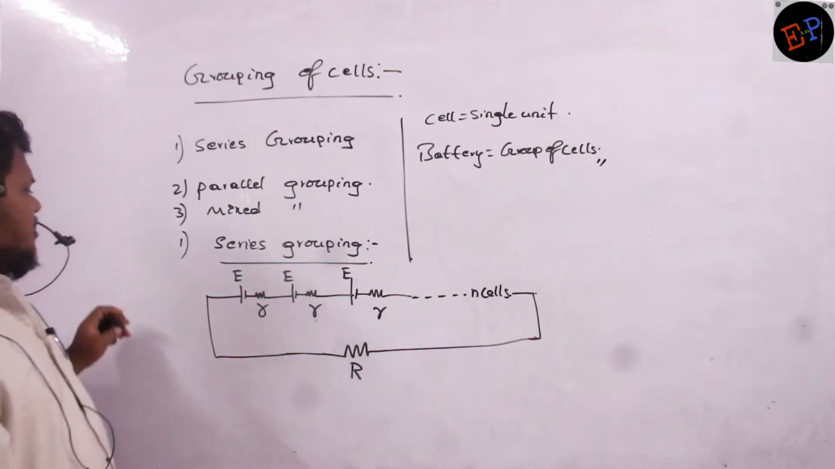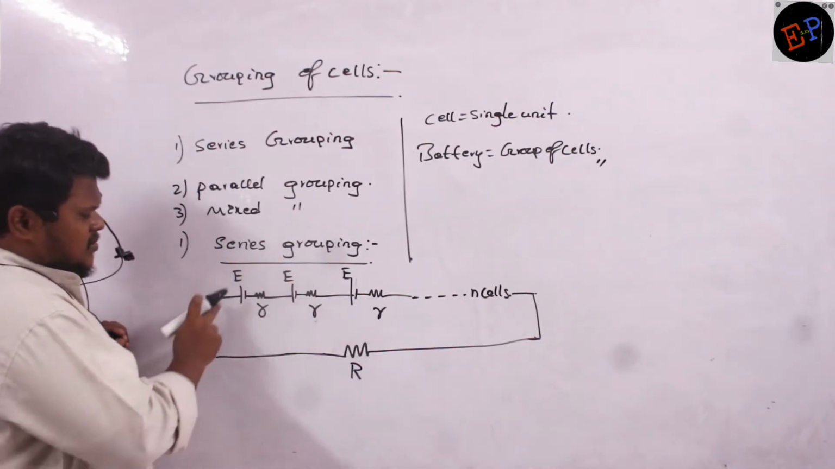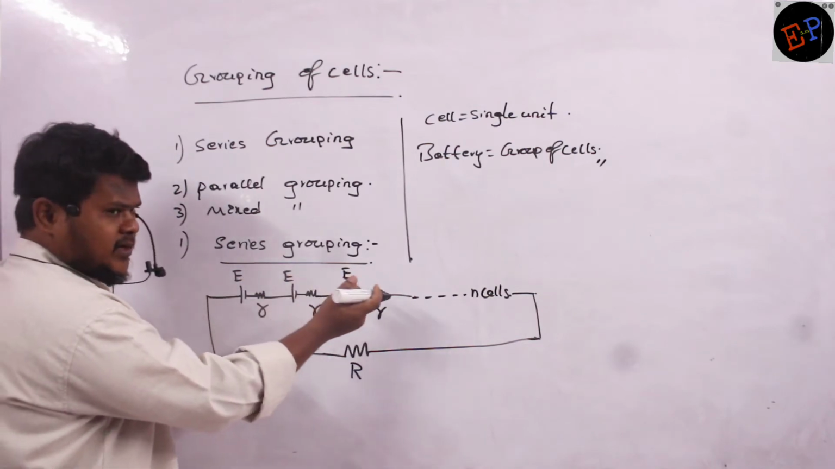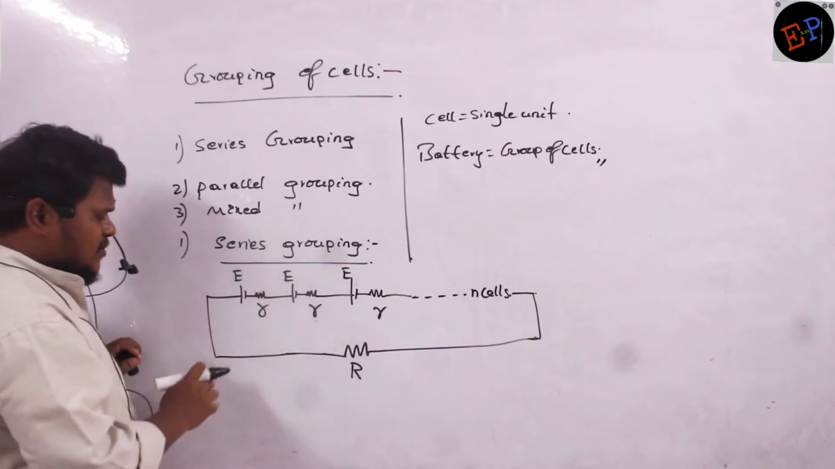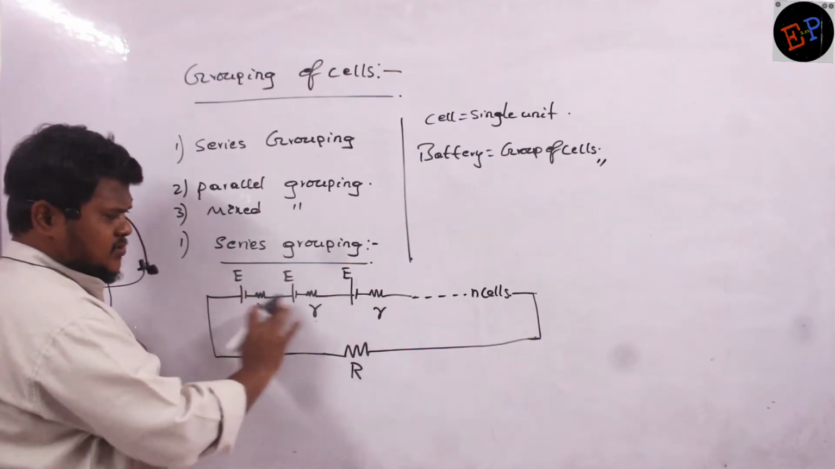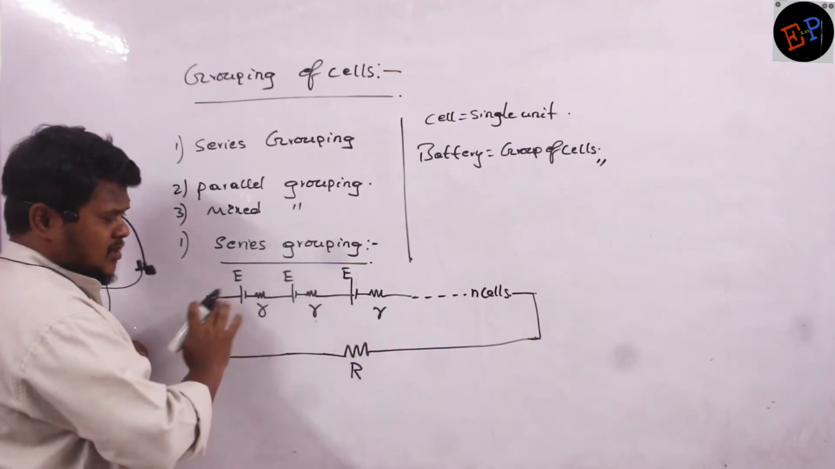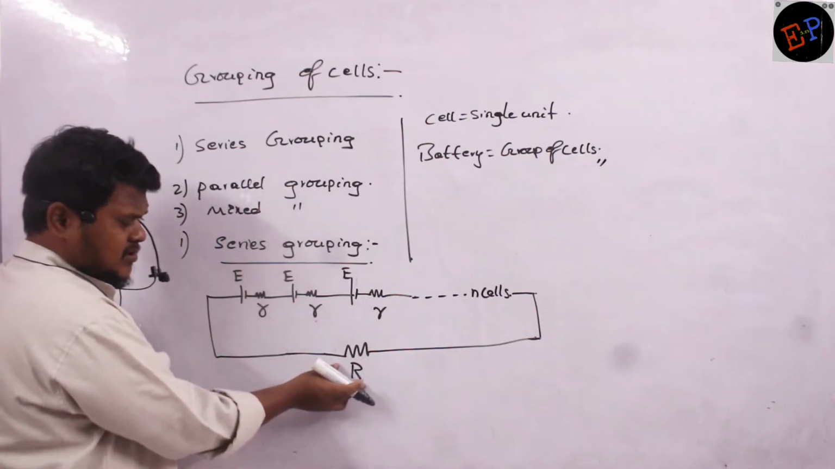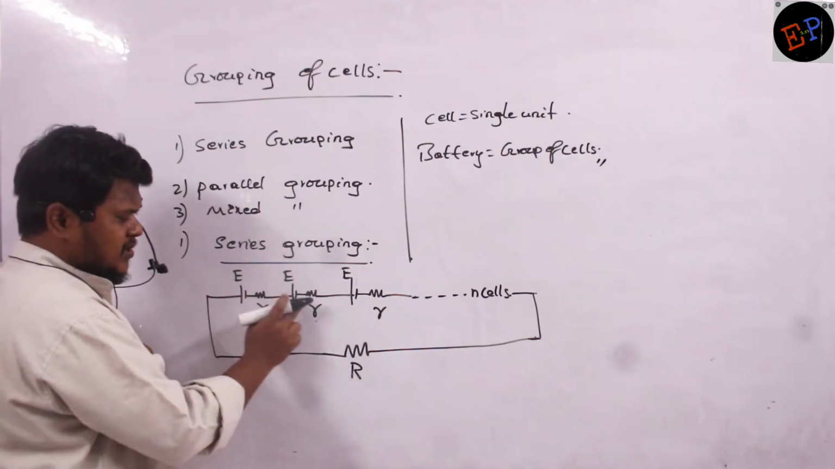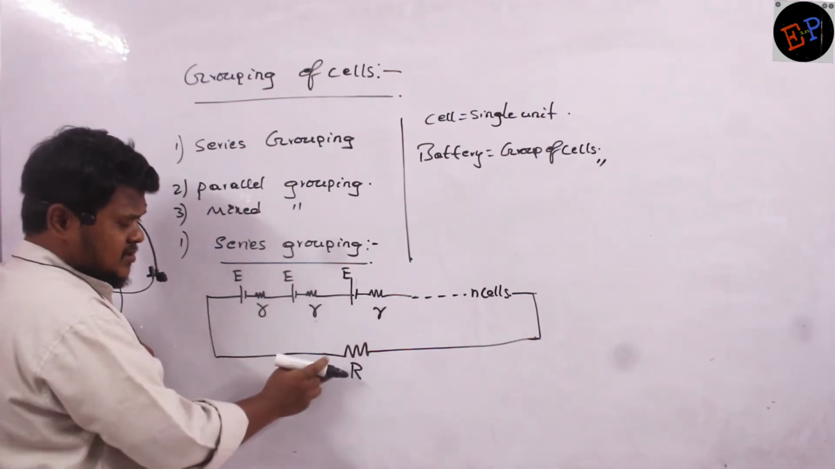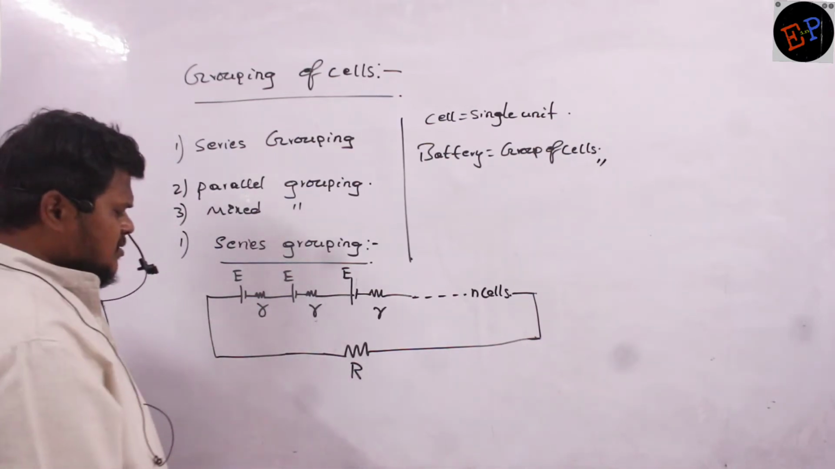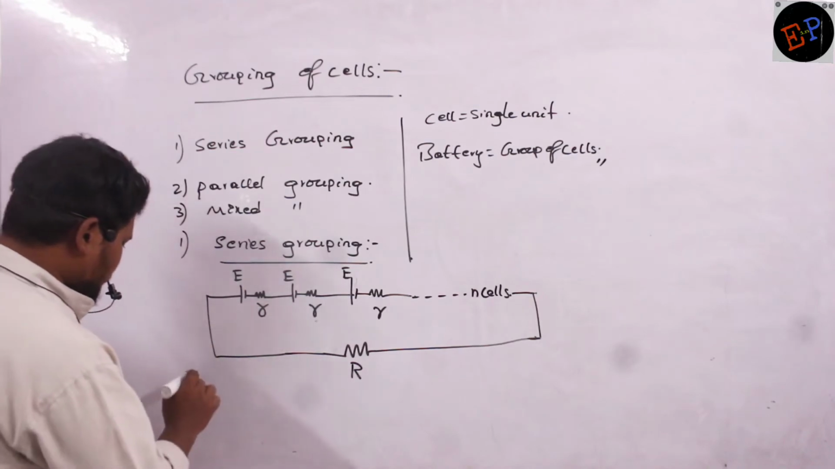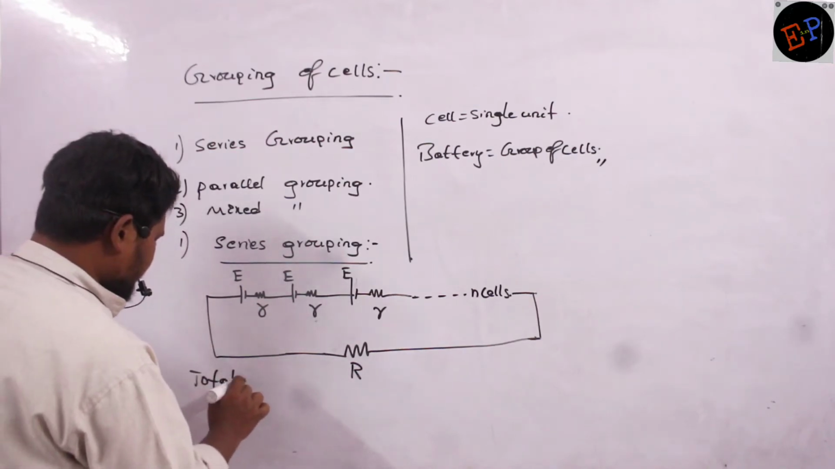In mixed connection you will have both series as well as parallel. Clear? Now see, first, series connection. The EMF of the cells we are taking equal, the same EMF: E, E, E. Internal resistances are also the same: r, r, r. And all of them are connected to the external resistance R. These are the internal resistances of the cells. This is the external resistor. Now can you say, in this concept, total EMF will be how much?